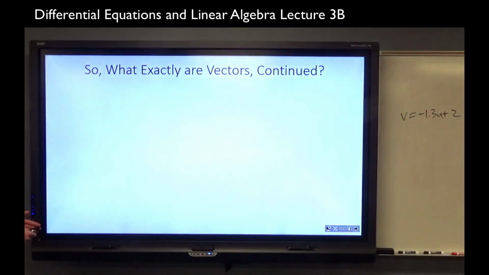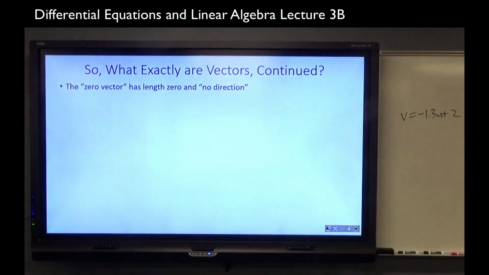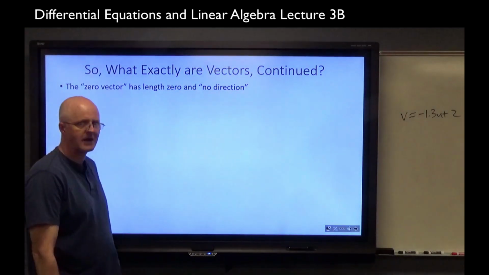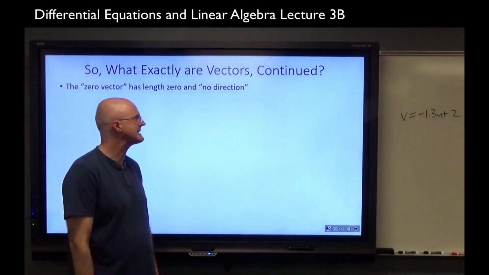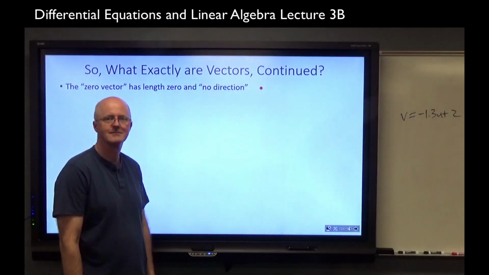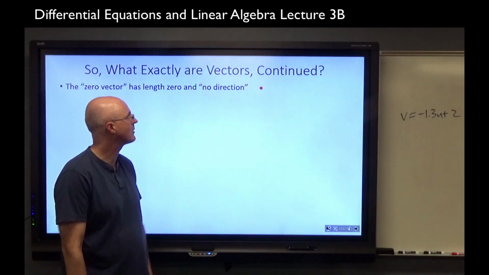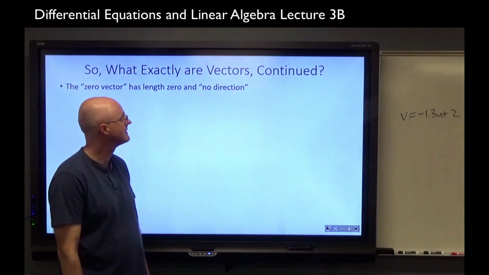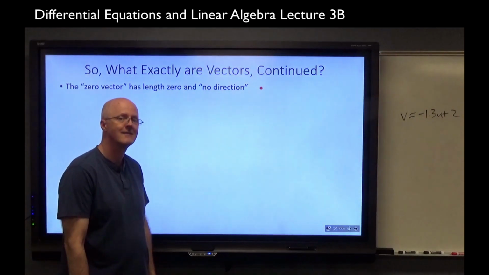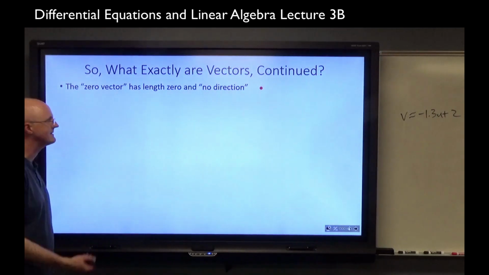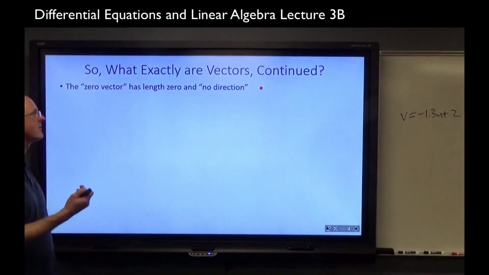What exactly are vectors? Continued. There's also something called the zero vector, which has length 0 and no direction, and we draw it as a point. There it is. See that? That's not a typo there. That red dot is supposed to be there. So a dot as a vector is the zero vector.